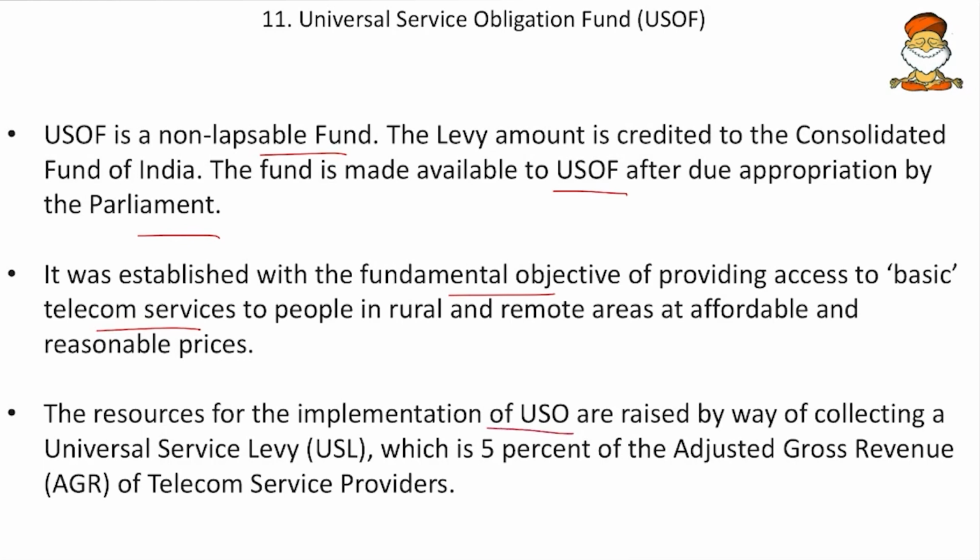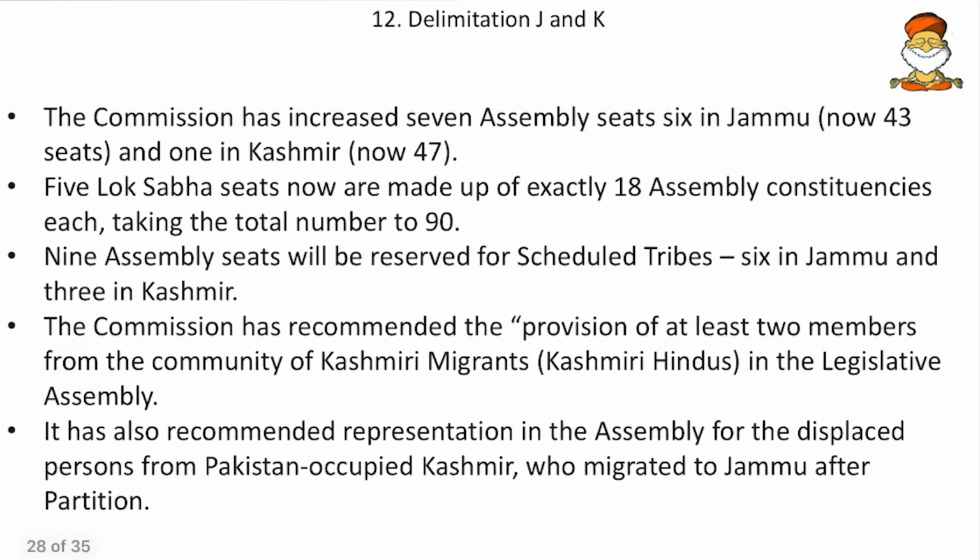So we know that. And then the resources for the implementation of USOF are raised by the way of collecting a universal service levy, which is 5% of the adjusted gross revenue of telecom service providers. So for every telecom service provider, after they pay the tax, the income they are left with after paying the tax is the adjusted gross revenue. And out of that adjusted gross revenue, 5% is levied as the universal service levy, and that will go to the USOF. So remember the source of funding for the USOF.